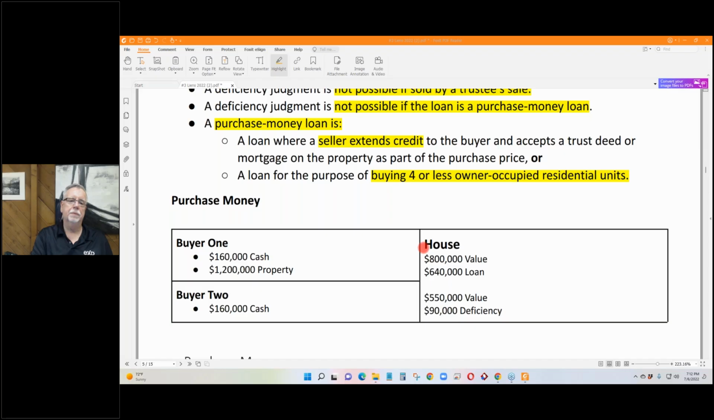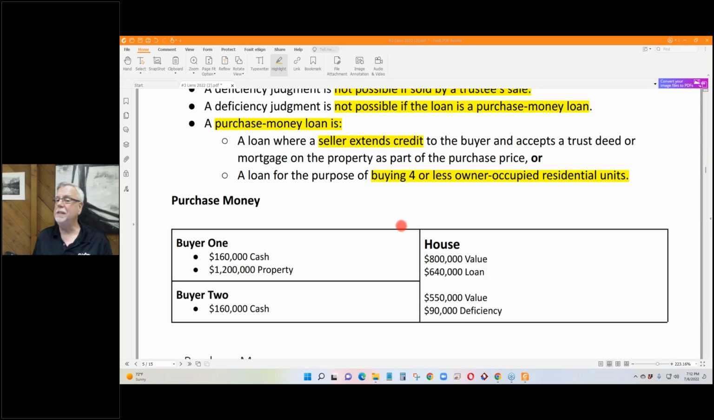So buyer number one isn't necessarily getting a loan on the house they're buying. They're just getting a loan on a house they already own. Buyer number two is getting a loan on the house they're buying. That's a purchase money loan. A purchase money loan is a loan to buy property secured by the property being bought. It's a purchase money loan.